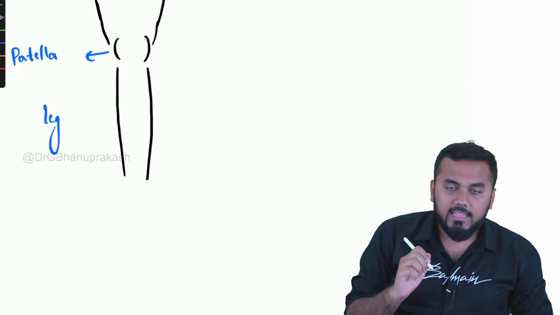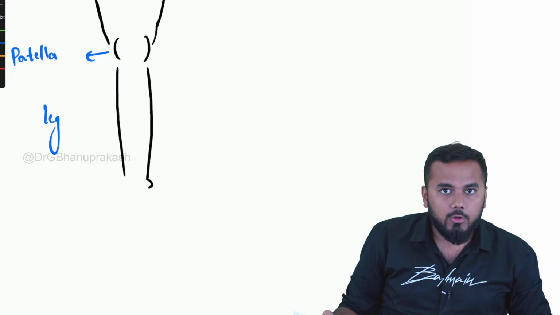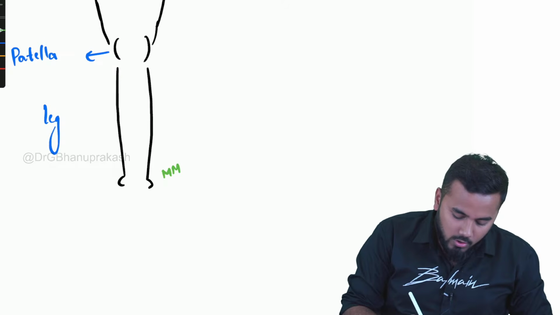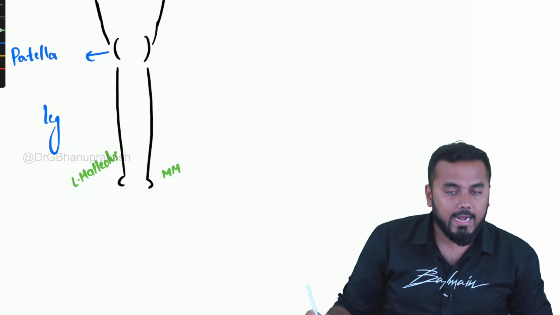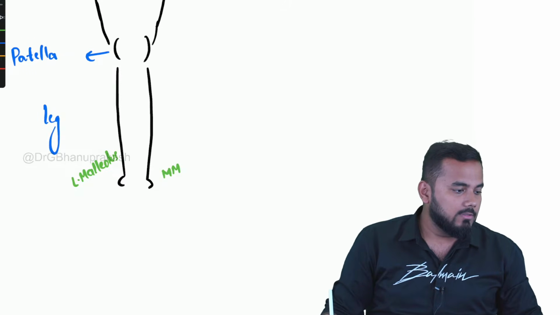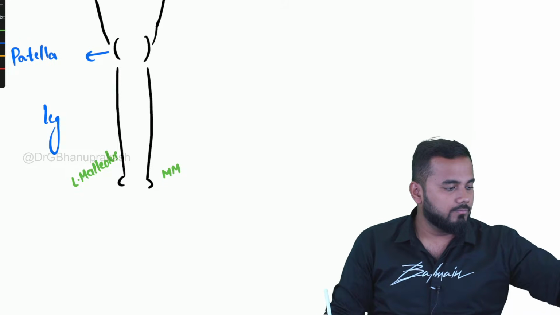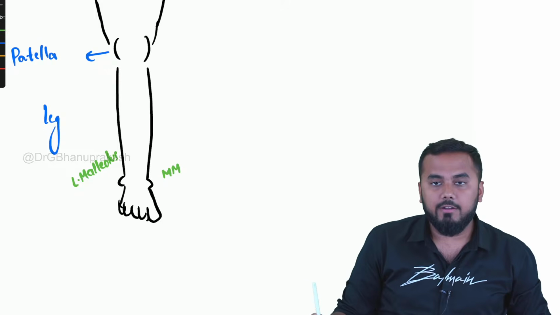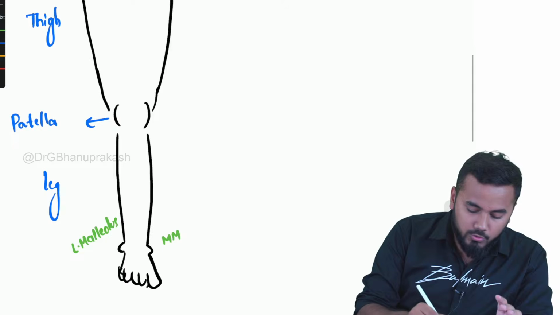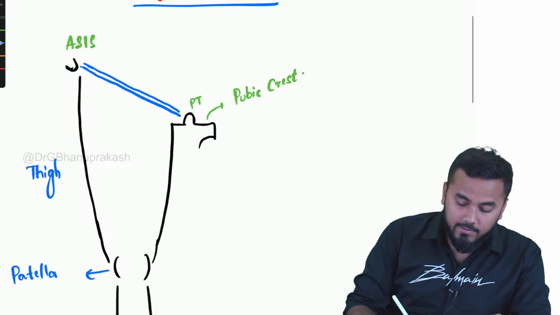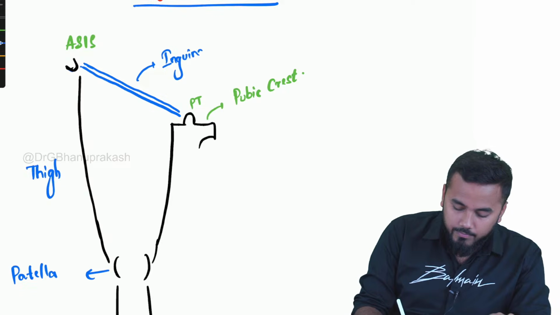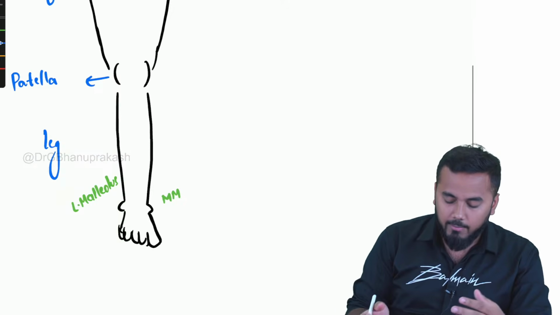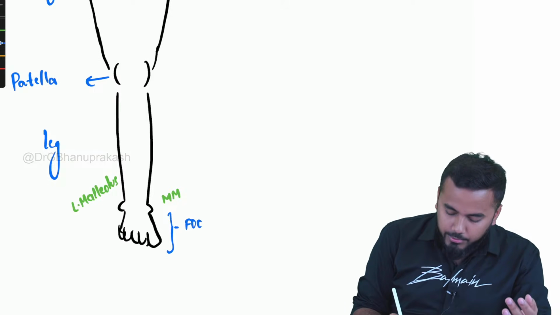Now in the leg you have got two things. One is called the medial malleolus, another one is called the lateral malleolus, right? So what is this called? Medial malleolus. This is called lateral malleolus. Between the medial malleolus and the lateral malleolus, you have got your leg, right? Now look here. So what are the things we have drawn so far? We have drawn the thigh, the inguinal ligament, the patella, the medial malleolus, the lateral malleolus, and this part is your beautiful foot.